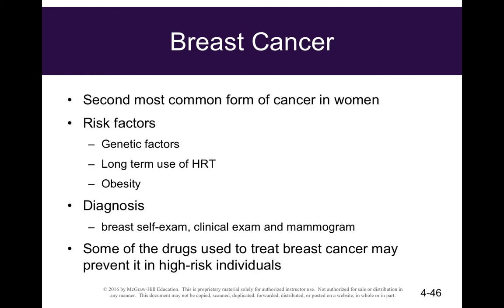They will get mammograms. Some of the drugs used to treat breast cancer may prevent it in high-risk individuals. So some people who have the genetic BRCA1 or BRCA2 genes may take medications to help prevent them from getting breast cancer, should they be at very high risk.